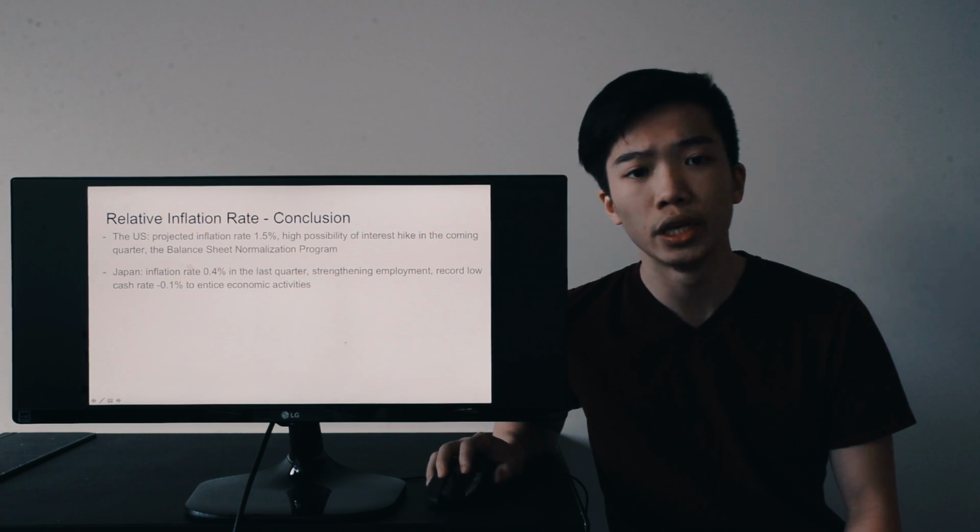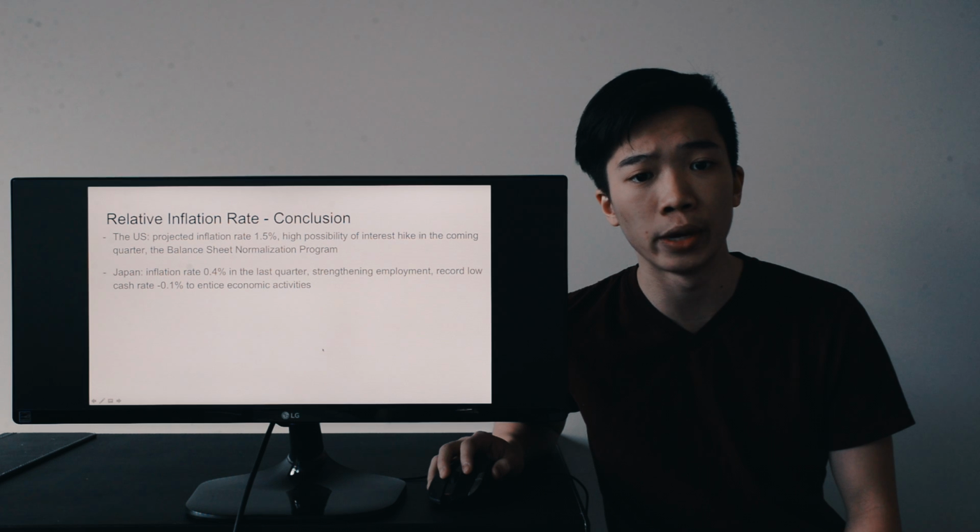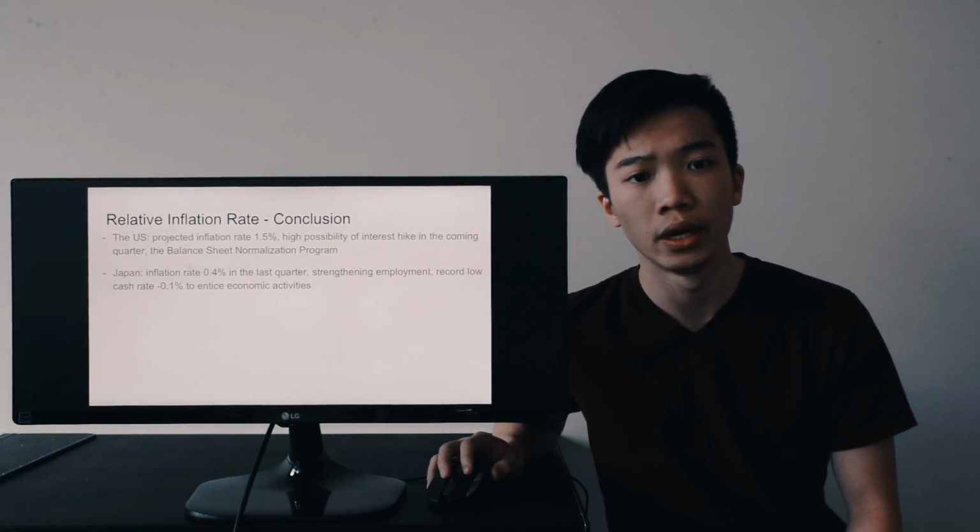Now, in conclusion, the US, because of their possible interest rate hike, would draw foreign investment into the US and would boost the demand for US currency. While Japan's economy is still doing okay, it cannot compare with that of the US economy.